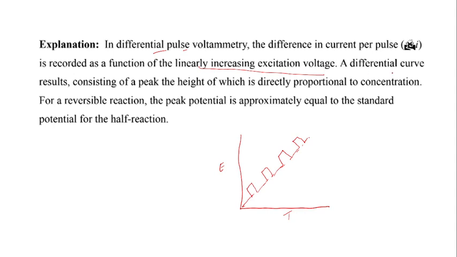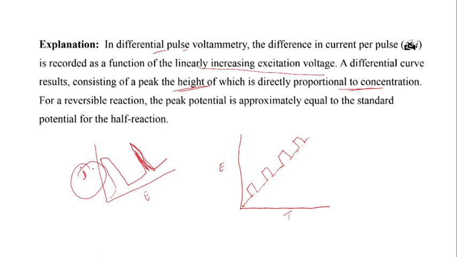So a differential curve results, consisting of a peak. You need to measure current with respect to pulses, so you will get a peak, suppose a sharp peak like that. The height of this peak is directly proportional to concentration. The height of this peak means how much current is flowing. So if more current is flowing, concentration is more, obviously.